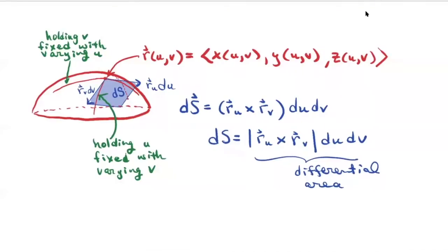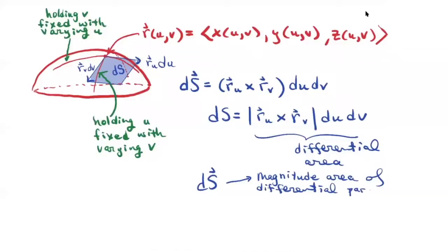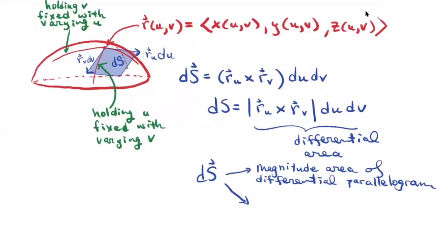Okay. And so dS with a vector over it basically has the magnitude that is the area of the differential parallelogram. But the direction is perpendicular to the surface.